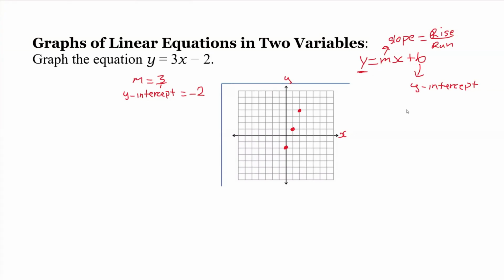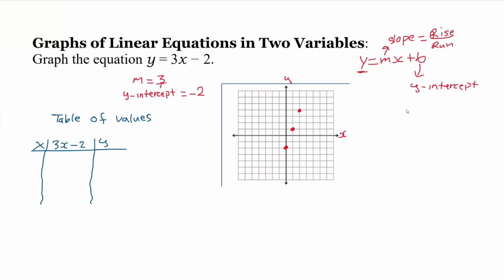I could also make a table of values. So if you want to make a table of values, that means that you choose random values for x, substitute it in the equation, 3x minus 2, and the result will be y. And that will give you a point.